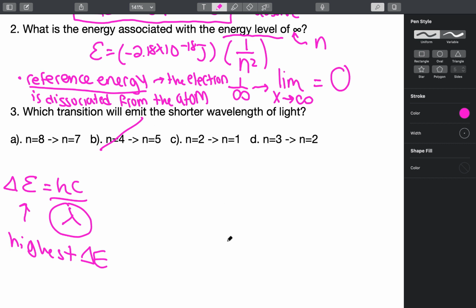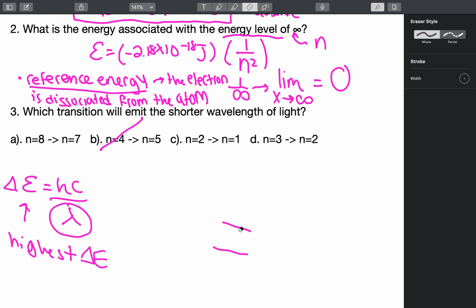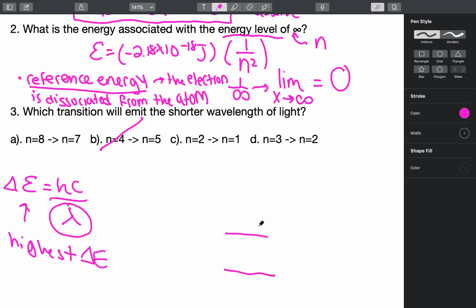Now, we also know that as we increase the value of n, the difference between the energy levels decreases. So n equals 8 to n equals 7 will have a much smaller energy difference than the energy levels associated with C and D. And we know that n equals 2 to n equals 1 is the greatest distance, so it will emit the greatest amount of energy and the shortest wavelength. So the answer is C.